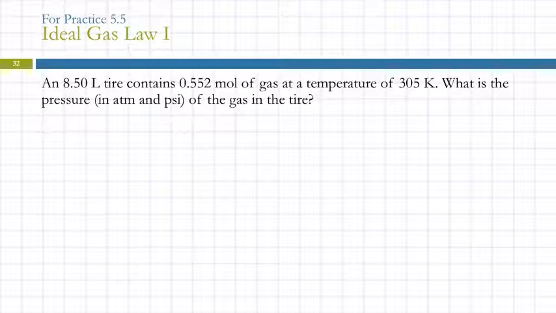Let's do an ideal gas problem. An 8.50 liter tire contains 0.552 moles of gas at a temperature of 305 Kelvin. What is the pressure in atmospheres and psi of the gas in the tire? Now we have a title up here that tells us we need the ideal gas law. What if there's no title? How do we know?